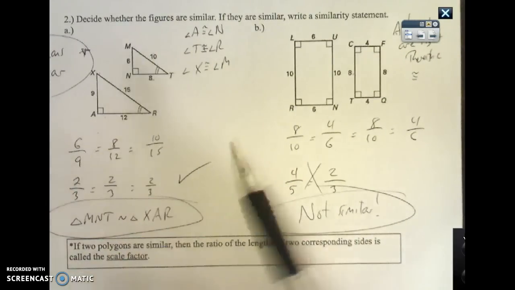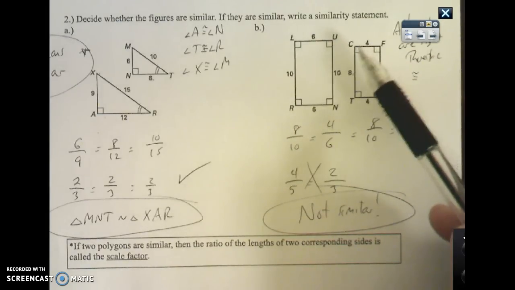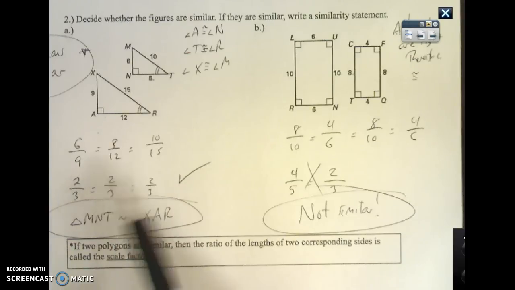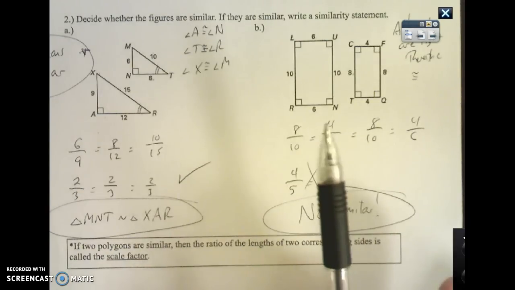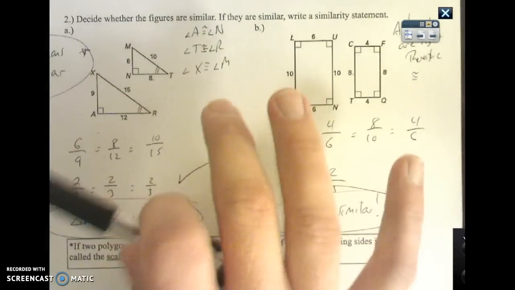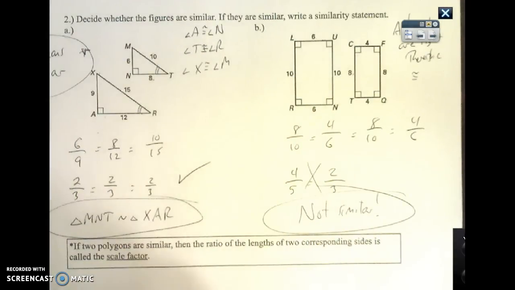And again, if you do big to small as opposed to small to big, all it's going to say is over here you'll have 3 over 2 equals 3 over 2 equals 3 over 2, which is fine. You'll still see it's similar. Over here you'll get 5 over 4 equals 3 over 2, which is fine. So just because I'm doing it this way doesn't mean you can't do it your own unique way.